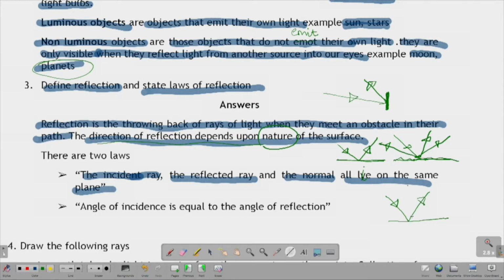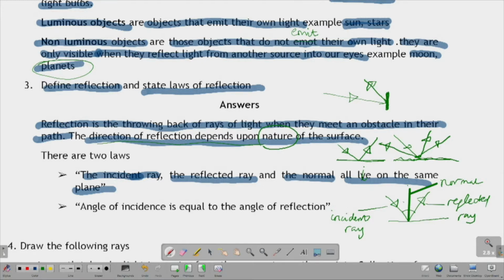So if we were to draw a perpendicular line from this point of intersection and call this the normal, and this is our incident ray, and this is going to be our reflected ray. So we can see from here that the normal, this perpendicular line, divides the angle between our incident ray and our reflected ray into two.